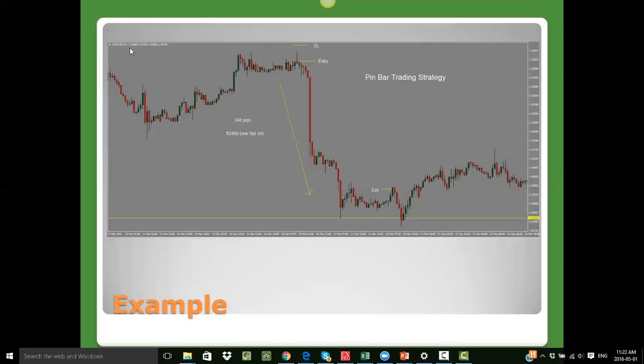All right, so we are looking at US dollar, dollar CAD, a 1 hour chart again. As you can see here, we see a nice bearish pin bar. There's a red candle, with rejection to the long tail, rejection to the upside.